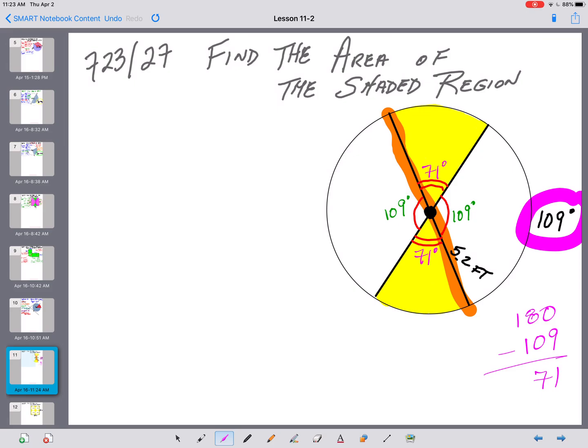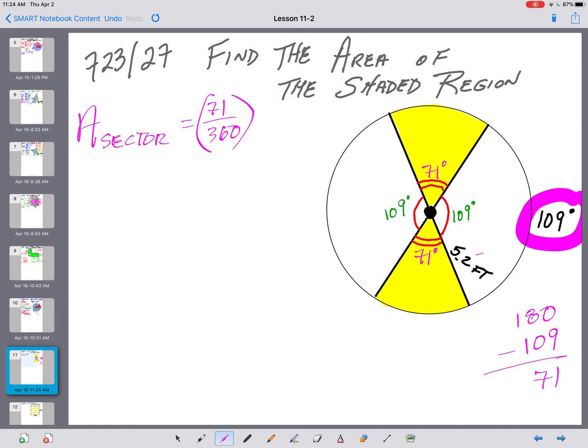Nice. Now, take a look. We have two sectors. Let's find the area of one. They're exactly the same. Find the area of one sector, and then at the end, double it. Okay, here we go. Area of one yellow sector. Central angle, 71 degrees, over 360, times area of the circle.